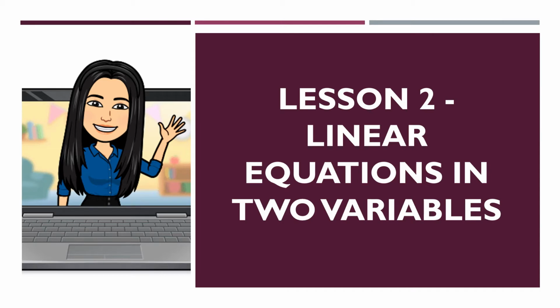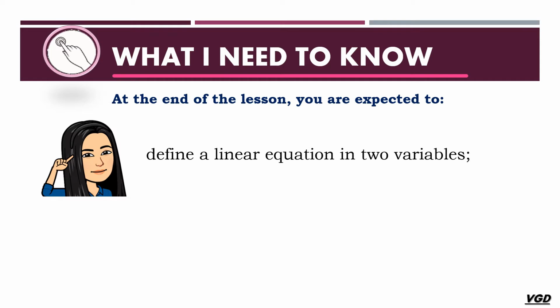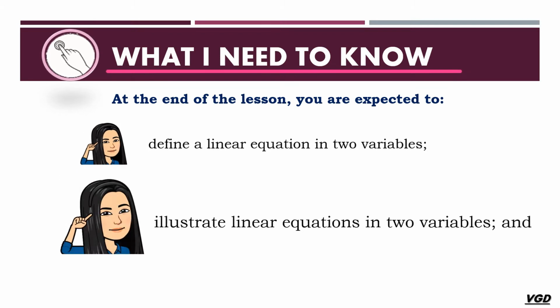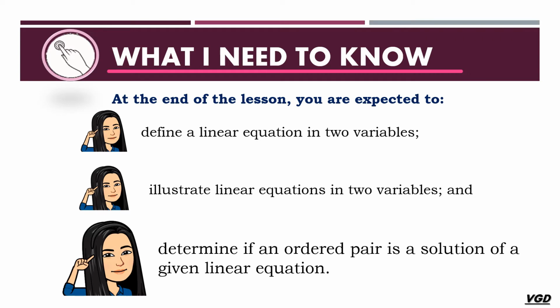Lesson 2, Linear Equations in Two Variables. What I need to know. At the end of the lesson, you are expected to define a linear equation in two variables, illustrate linear equations in two variables, and determine if an ordered pair is a solution of a given linear equation.